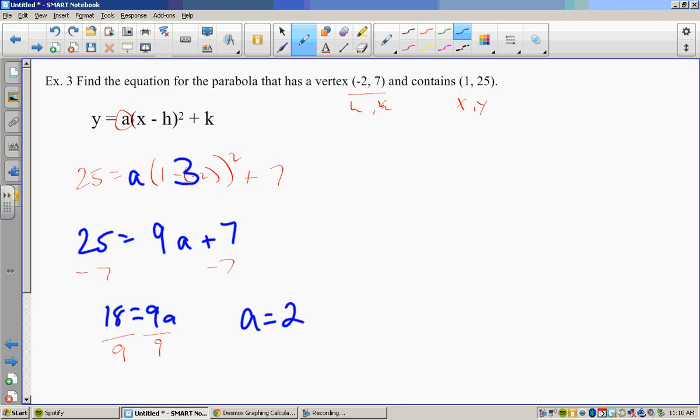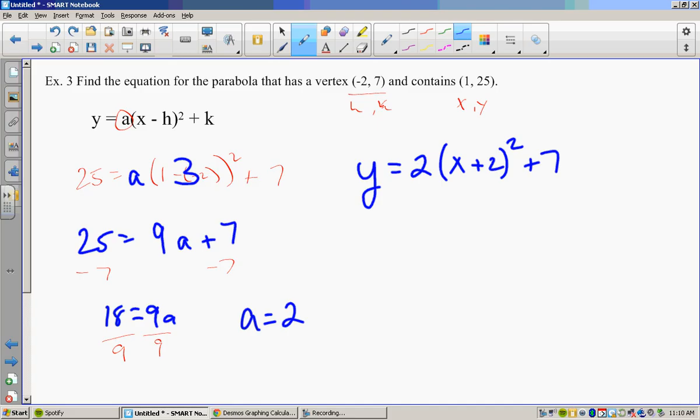So if we want to know this whole function, we can write it a couple different ways. Go back to your original with x and y, stay in x and y. You know a is 2. X minus -2 will become x plus 2 squared, and then plus 7. That's one way to write it.